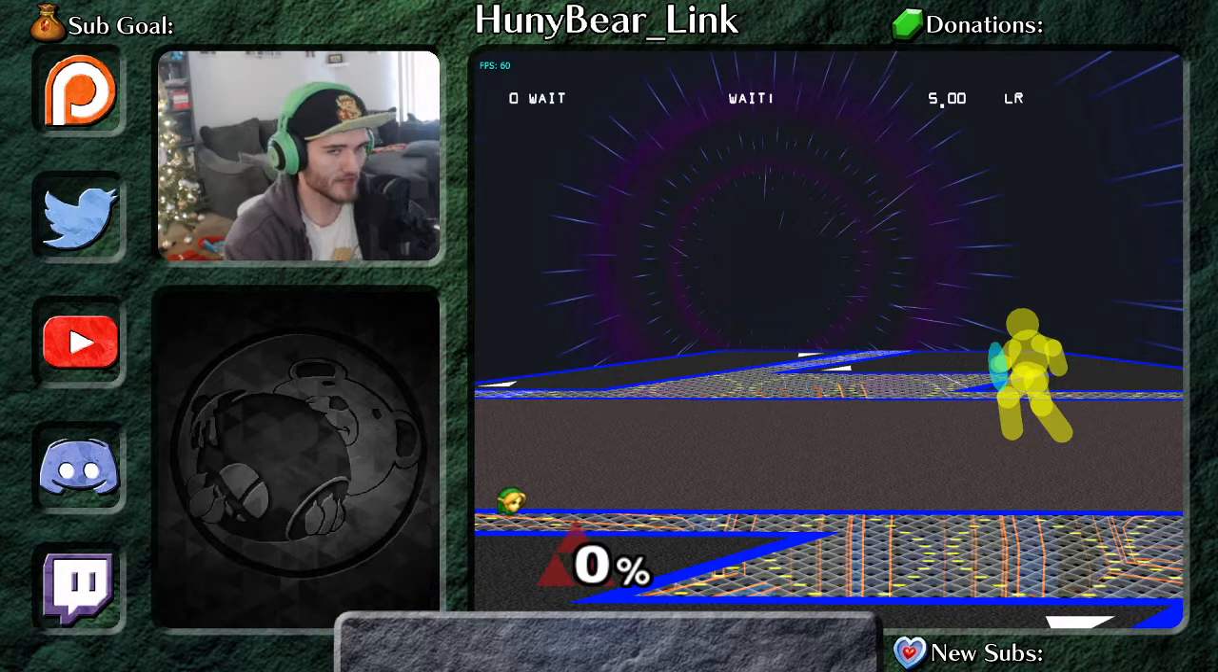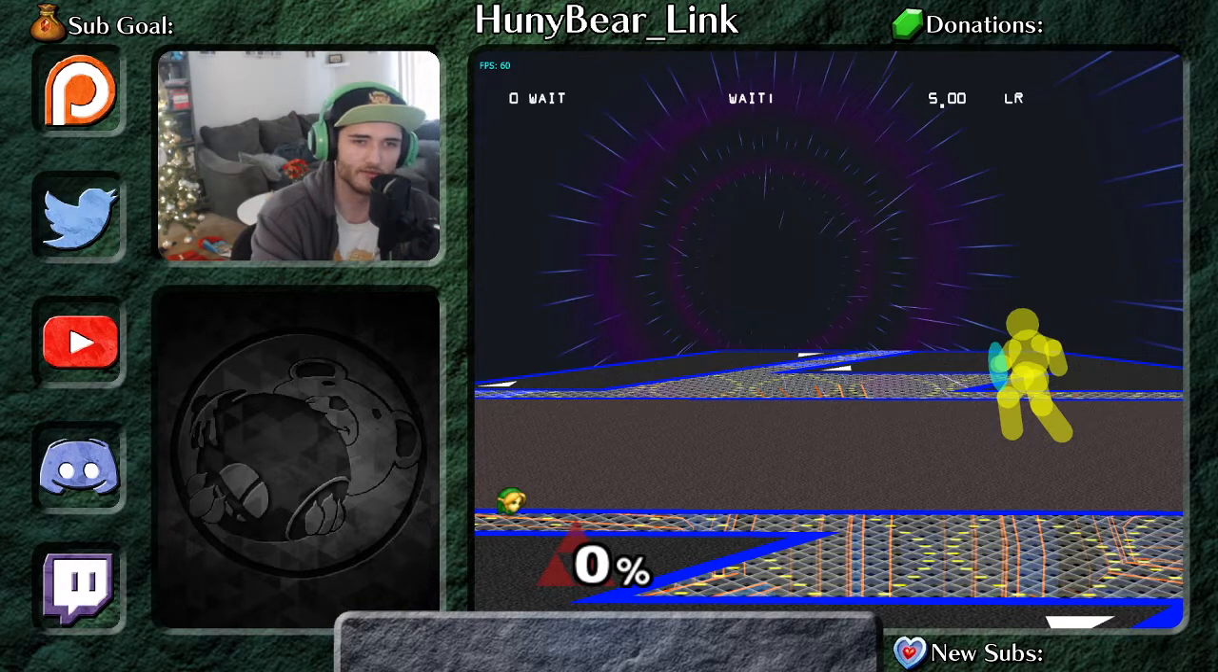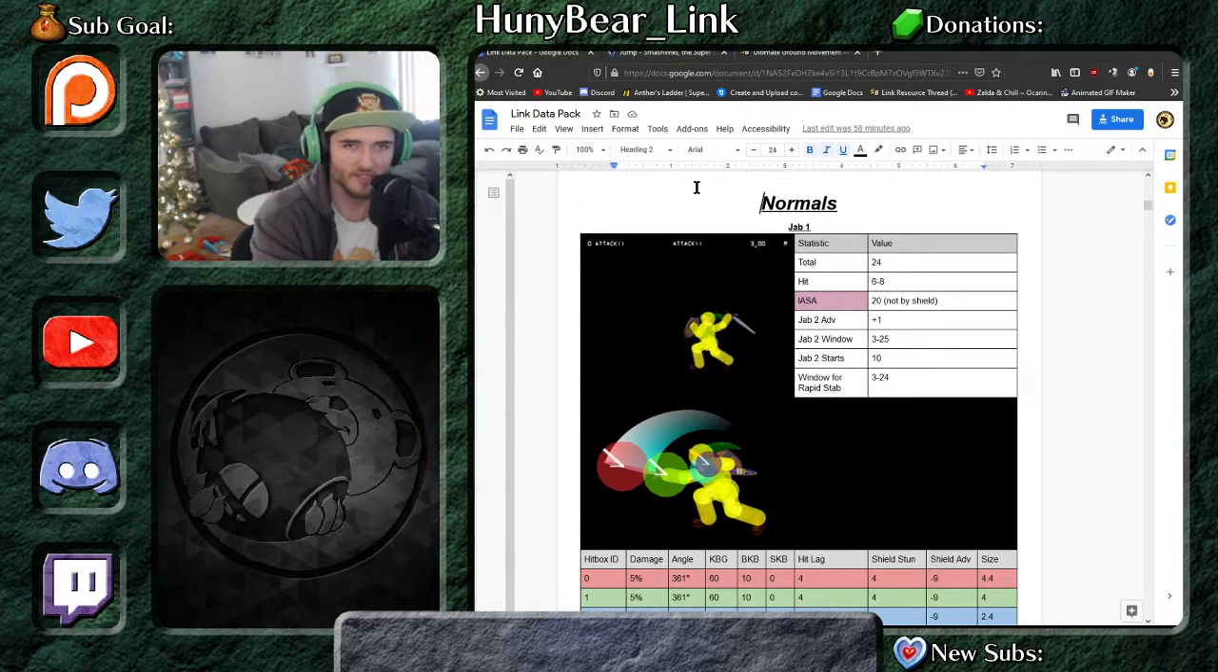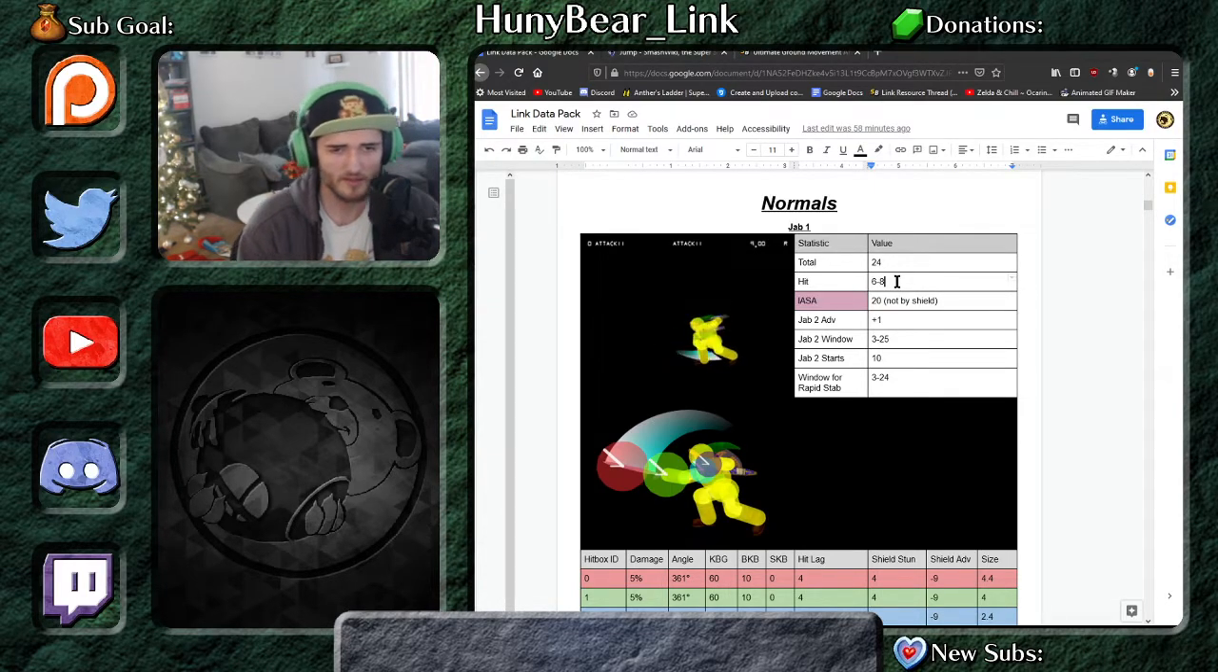Now, with all of that out of the way, let's get into finally Link's data. Alright, so Link's jab takes a total of 24 frames. It hits on frames 6 through 8, meaning that the move is active from 6 to 8. When people say my move is active between here and here, that means that's when it can actually hit somebody. It is interruptible as soon as frame 20. So although the animation ends on frame 24, you don't have to wait those extra 4 frames. You can interrupt at frame 20, no problem.